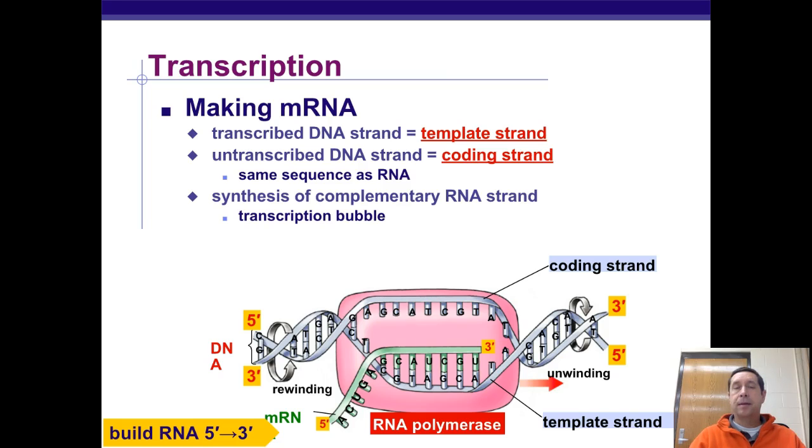So this happens in something called the transcription bubble. It's going to involve helicase. It's going to involve some of the other things that were involved in replication, but we only unwind part of the molecule at a time.